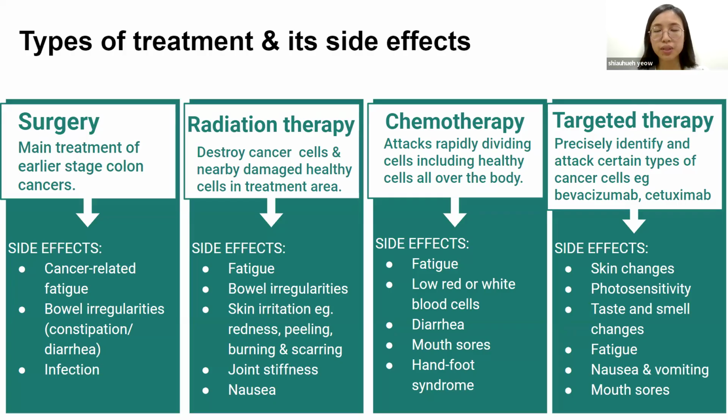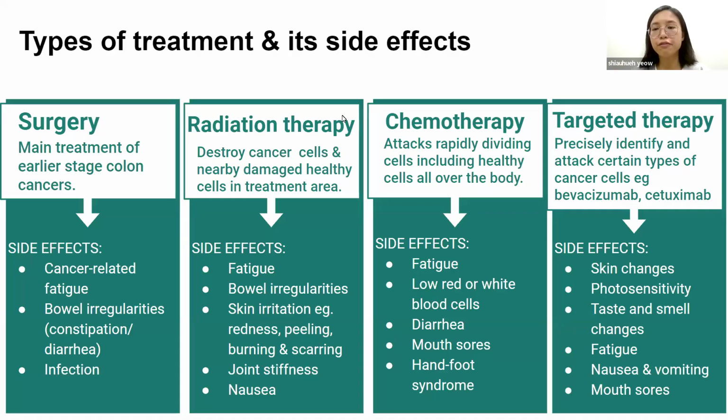Other than radiation therapy, there are also medications which can be used before or after the surgery, and that includes chemotherapy and targeted therapy. So chemotherapy attacks rapidly dividing cells, which are commonly cancer cells. But there are also healthy cells that rapidly divide, such as our blood cells, like white blood cells and red blood cells. So at the same time, there is a possibility that it attacks healthy cells all over the body.